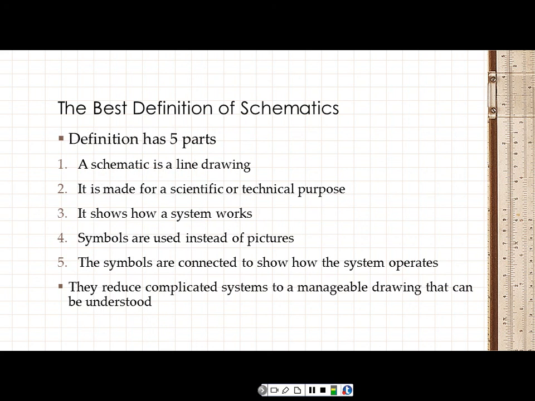So this is what the textbook talks about, the definition of a schematic. And it splits it into 5 parts. So number 1, a schematic is a line drawing. Everybody okay there? Number 2, it's made for scientific or technical purposes. We would call it probably on the technical side in what we teach here. But if you take math or biology, your formulas in biology deal with symbols, right? You understand that? Number 3, it shows how a system works.